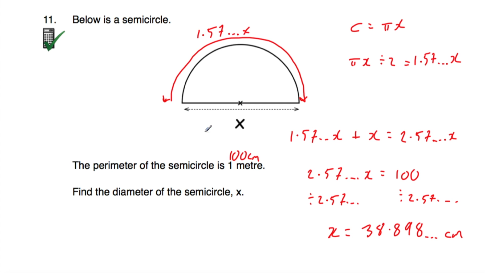And you can check your answer. If you were to sketch a semicircle with that diameter, you could then do pi times diameter to get the circumference of the whole circle and halve it, and then that would be the length of the arc. And if you added that together with the length of the diameter, you would then get your 100 centimeters or your 1 meter, and that's it.